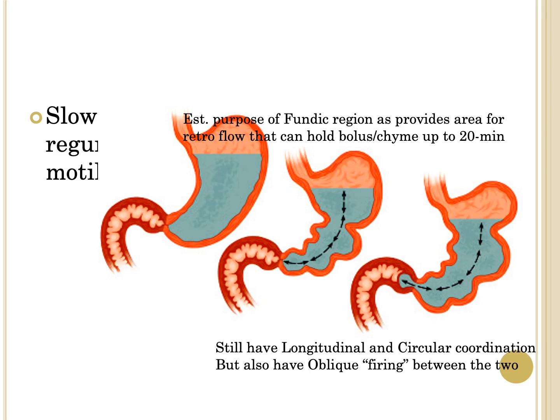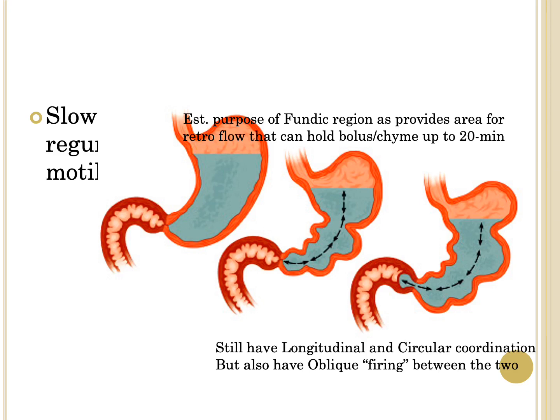There's a special anatomical region within the stomach, the fundic region, that allows for this retroflow to take place without having reflux into the esophagus, due to the coordinated contraction of the sphincters during the peristalsis that doesn't allow for the bisphincter, esophageal sphincter to open when material is in that region.